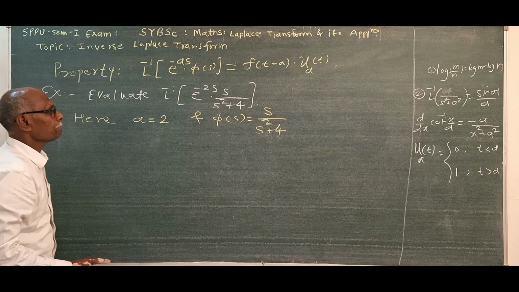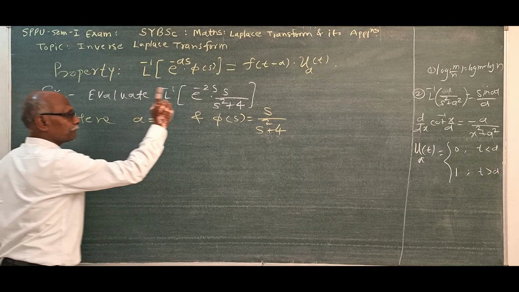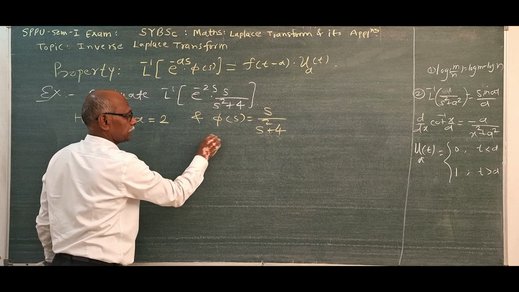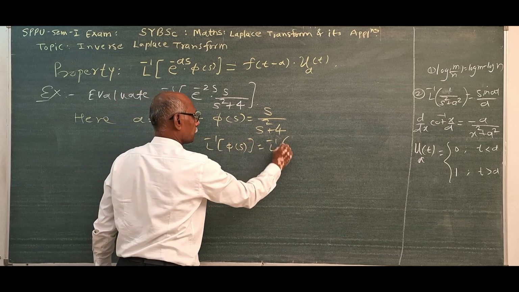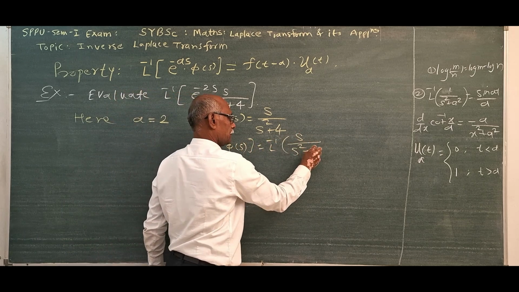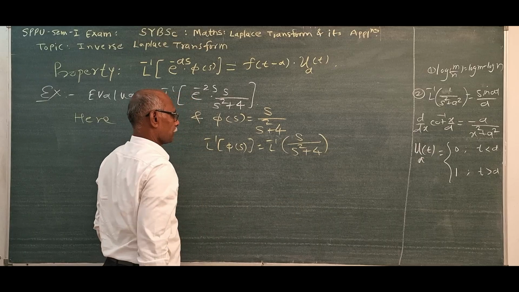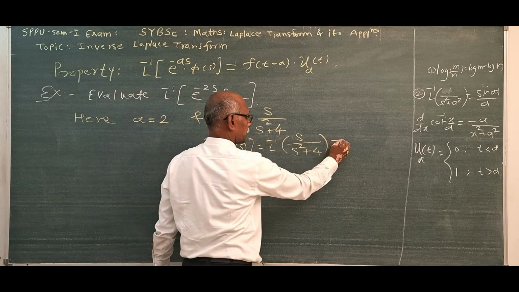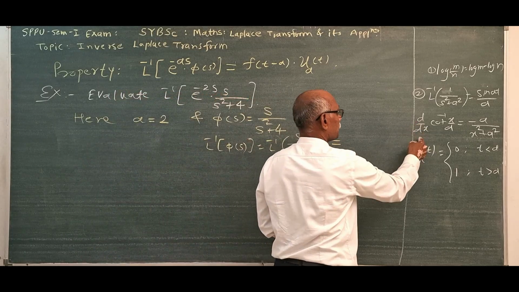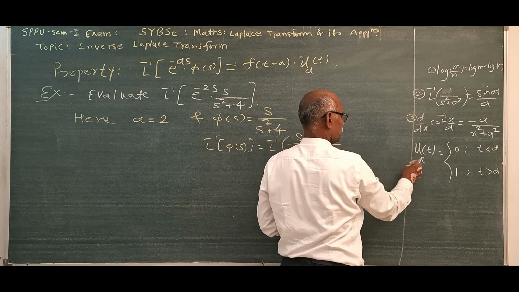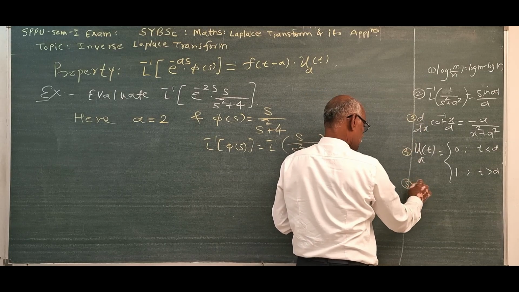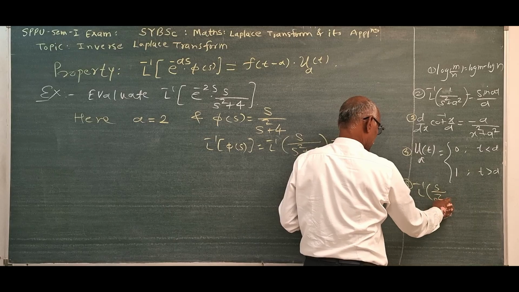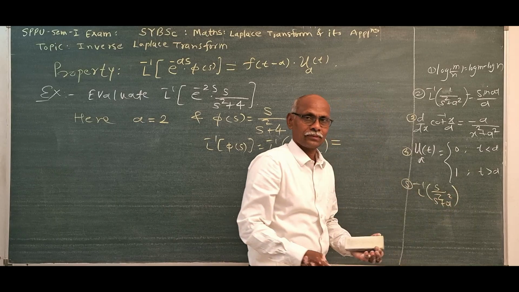Now remember, once A is ready, phi s is ready. Take the inverse here. Phi s is equal to L inverse of the bracket s divided by s square plus 4. It's very simple. And then immediately we can identify the formula. Here I am writing formula 3, 4 and 5: inverse of s divided by s square plus a square. Can you recall?